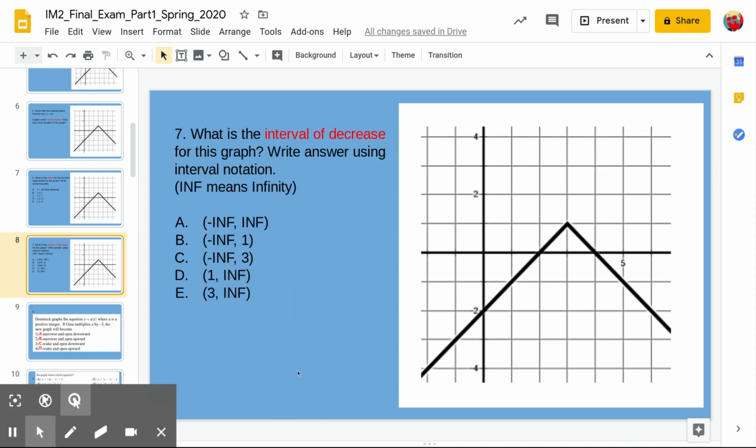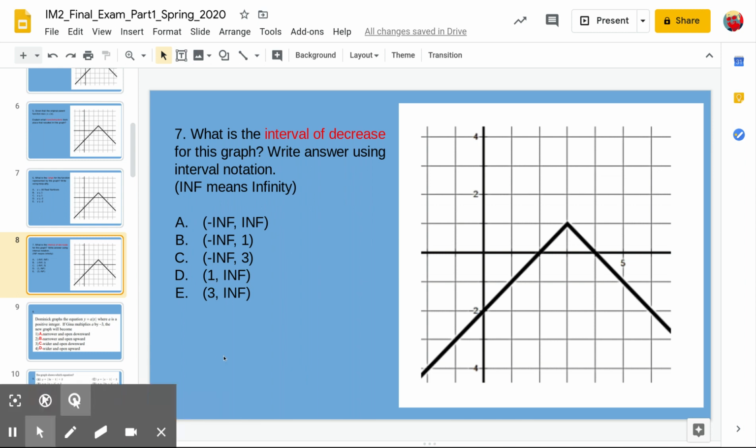Question 7. What is the interval of decrease for this graph? Write the answer using interval notation, and INF means infinity. Remember, when you have a parenthesis on the left, that means it gets so close to that number, but it doesn't include it. If it's a bracket on the left, it includes that number as well. Same thing on the right side. If it's a parenthesis on the right, it doesn't include that number. If it's a bracket, it does include it. In this case, they're all parentheses, so the number's not included as part of the interval of decrease.